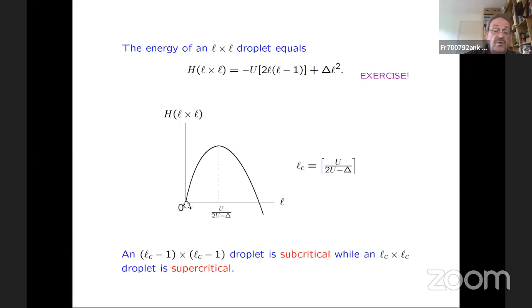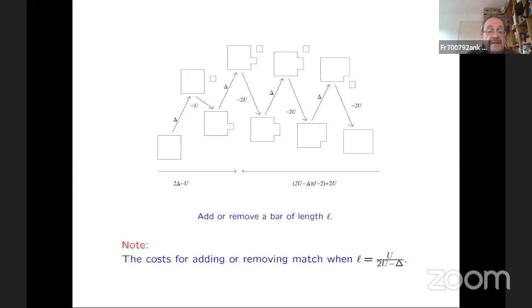Because L equal to zero would correspond to an empty box, and a very large box would correspond to a very large L, and then you would have a very negative value and you would be very supercritical. So there is something about this LC that seems to be right. But this is only a static computation. I haven't done anything fancy yet, but we're on our track to beginning to understand what a critical droplet should be.